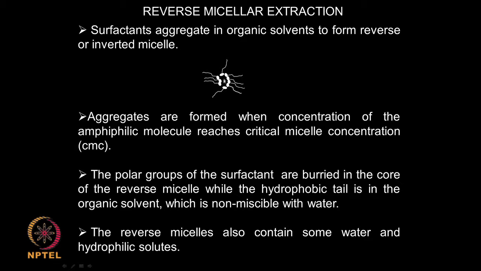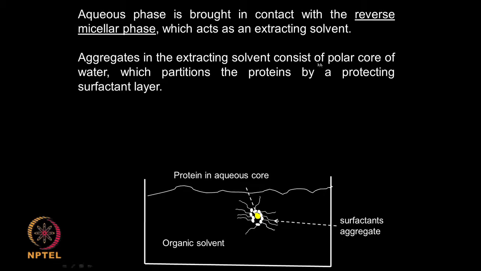Proteins or enzymes can be captured in these polar pockets, because water will also be present inside these pockets. So the reverse micelle systems will contain some water inside, as well as some hydrophilic solutes, and can even contain biomolecules. That way we can transport biomolecules without worrying that they may get denatured in a hydrocarbon or hydrophobic environment. This is called a reverse micelle. We have the organic solvent, the surfactants aggregate, and the polar groups all point inwards. Inside you have a polar cavity, so the protein and water are captured inside. This is called a reverse micellar phase, and it can act as an extracting solvent.